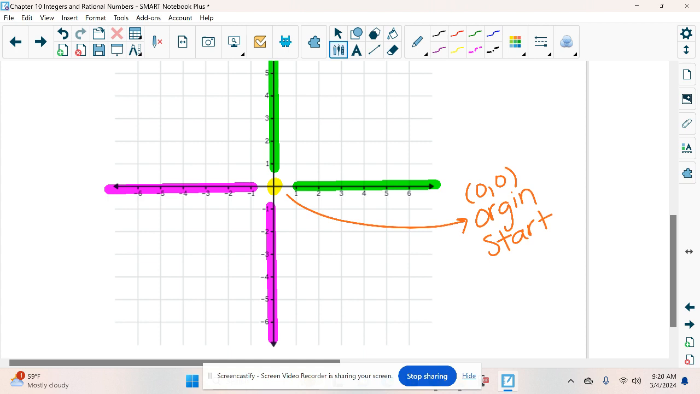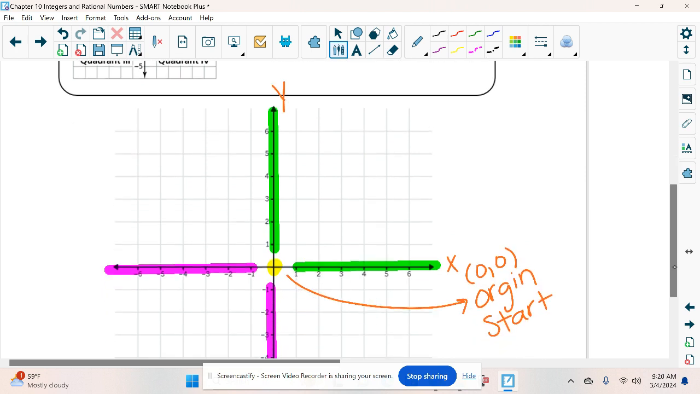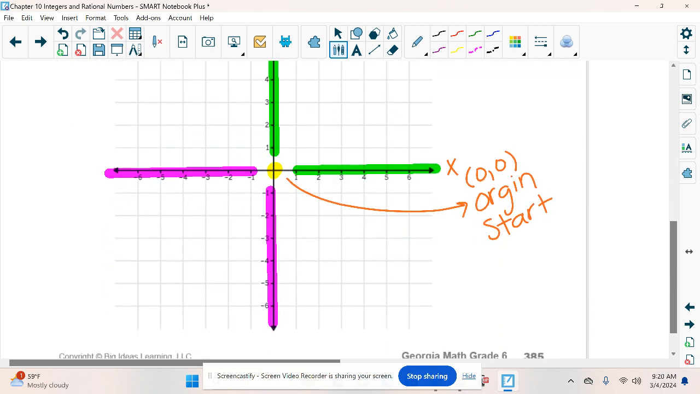And then we have what's called axes. Okay, the ones that run left to right and up and down. The one that runs left and right is the x-axis, and the one that runs up and down is the y-axis. Okay, so x-axis and y-axis. So we're good there. You should remember that from last year.